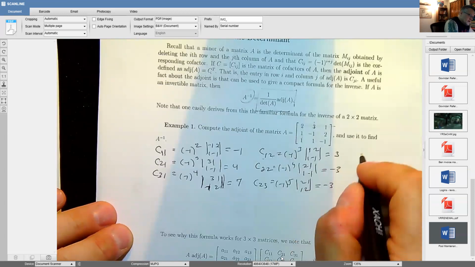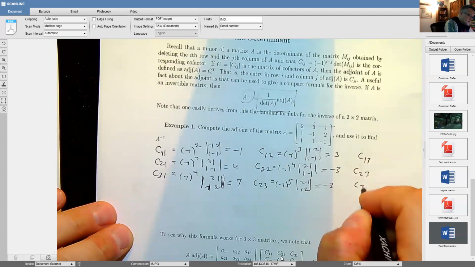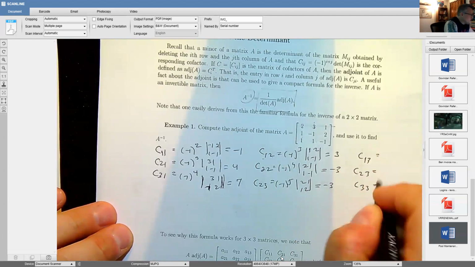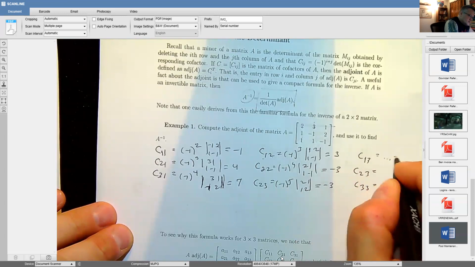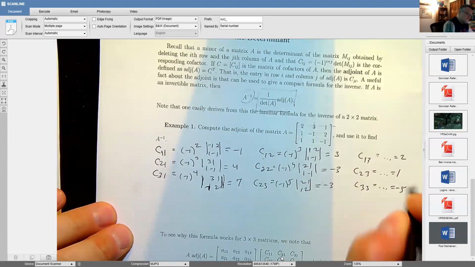Okay. And then I'll cut to the chase here. C13, C23, and C33. If you go through the same process, you get 2, 1, and -5.